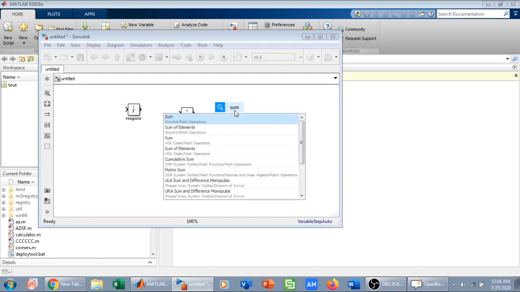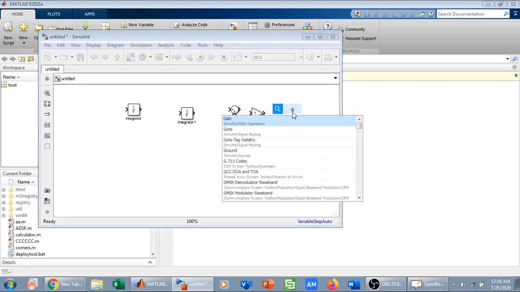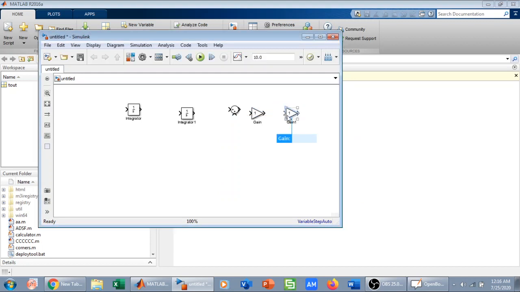Simply I need a summer. We have a summer here, and what else do we need? We need a gain as well. So here we go, we have a gain as well. So probably we want two gains. Now what I will do is I will place it here. I will connect those two here. Fine. I will put the summer here.